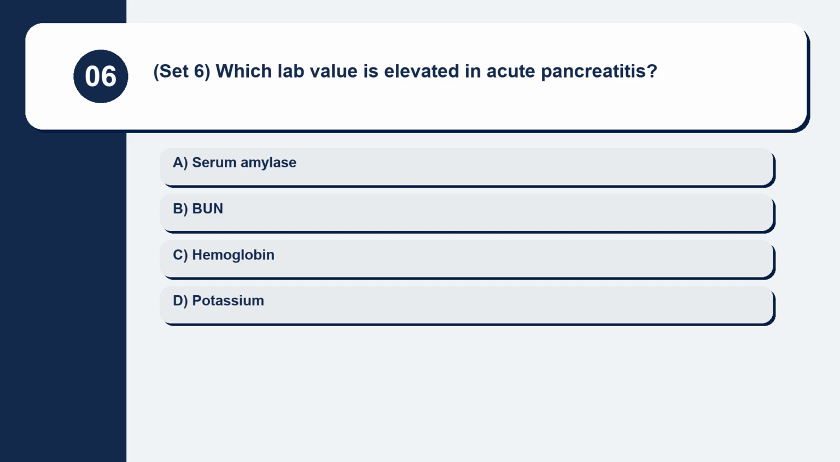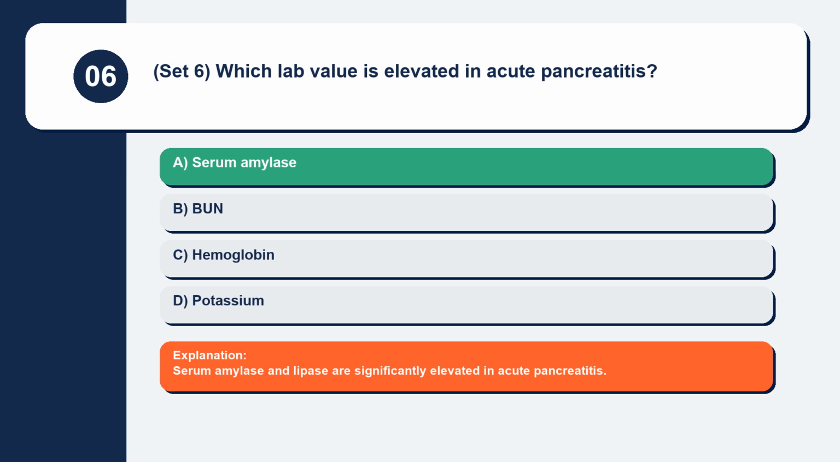Question 6. Set 6, which lab value is elevated in acute pancreatitis? Serum amylase, BUN, hemoglobin, potassium. Serum amylase and lipase are significantly elevated in acute pancreatitis.